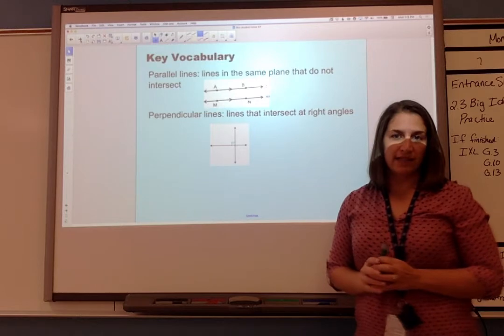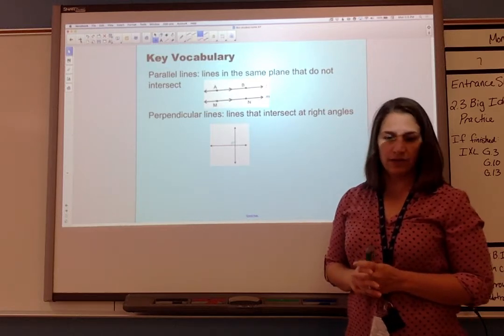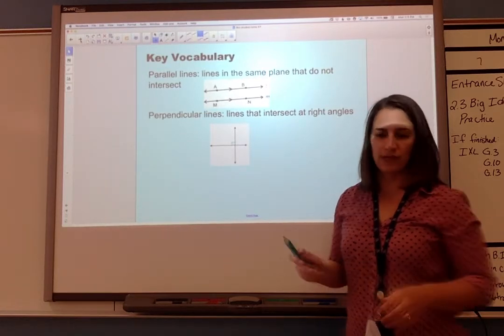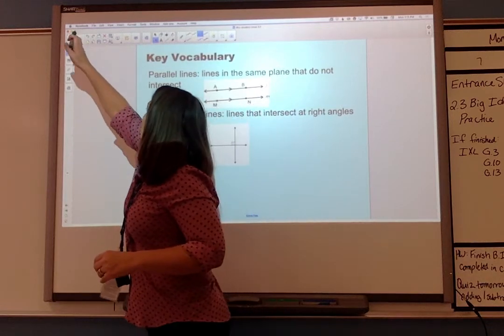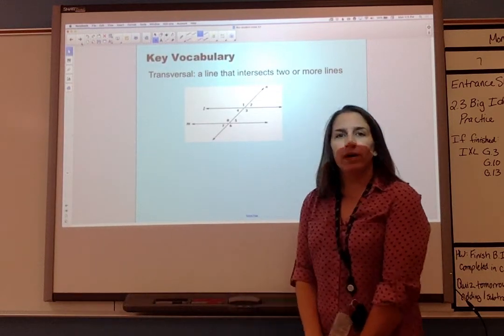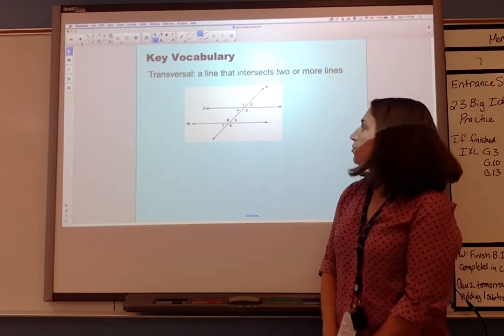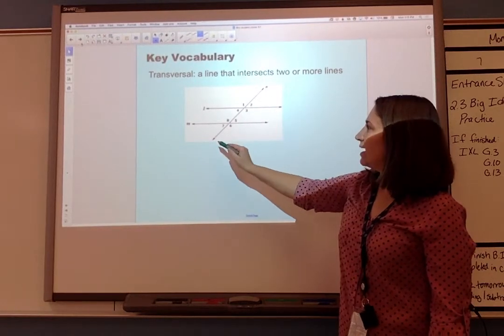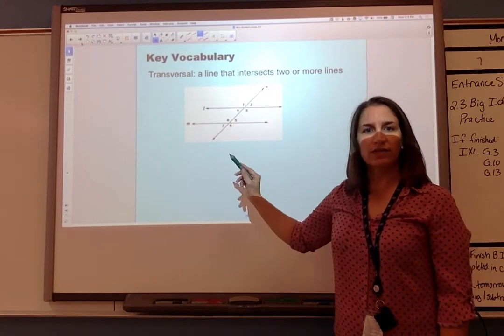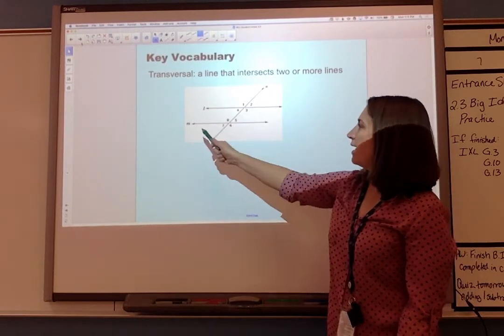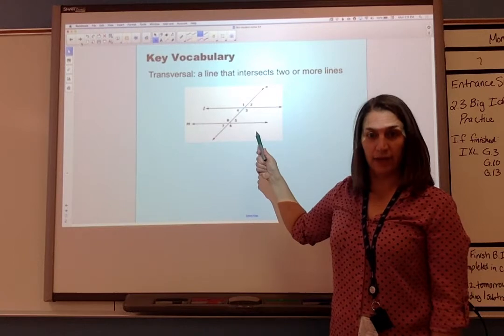Perpendicular lines are lines that intersect at right angles. So hopefully those are familiar terms as well. This one might be a new one for you. A transversal is a line that intersects two or more lines. So here we have this line N that intersects both line L and line M.